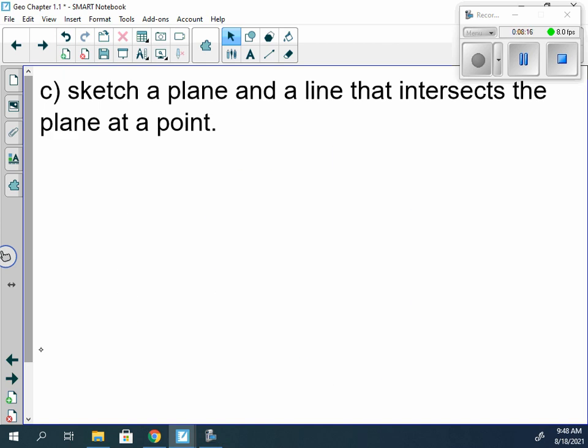Sketch a plane and a line that intersects the plane at a point.